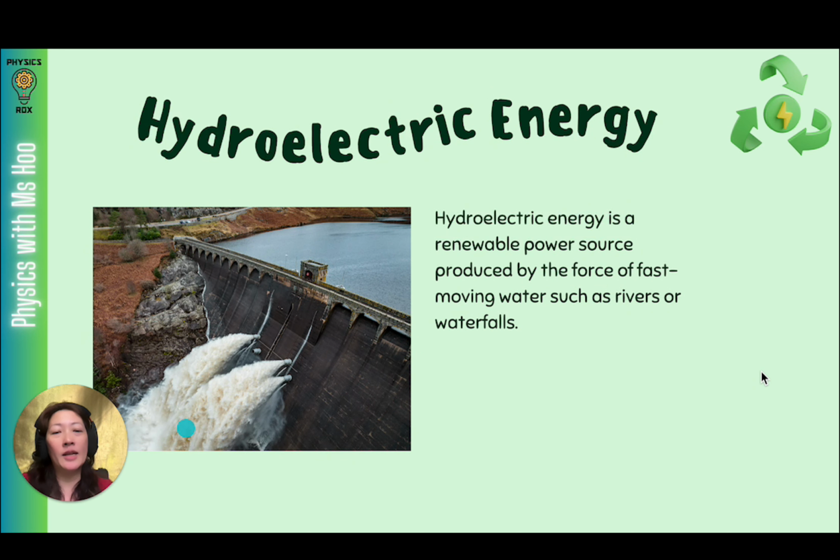Hydroelectric energy is a renewable power source produced by the force of fast-moving water such as rivers or waterfalls. So in order to harness hydroelectric energy, we have to build a dam which stores a lot of water up to a great height, and then when the dam is open, the water will fall out and flow at very high speed. We make use of the speed of the moving water to spin the turbine, generating hydroelectric energy. Because this is dependent on water, this is a renewable energy source.